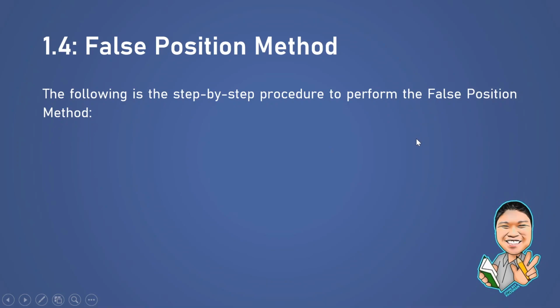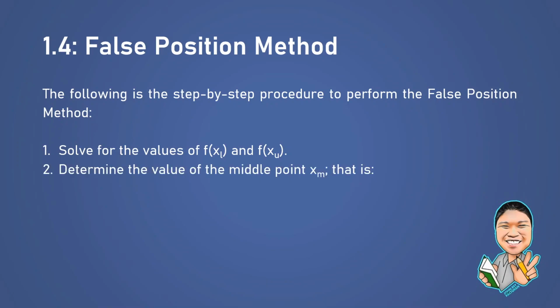So, ito yung magiging procedures natin. Una, solve for the values of f of x sub L and f of x sub U. Okay? So, kailangan natin hanapin yung values nitong dalawa. Then, after nyong mahanap ito, ang magiging next step is to determine the value of the middle point, x sub m, using this formula. So, ito yung kade-derive pa lang natin na formula.